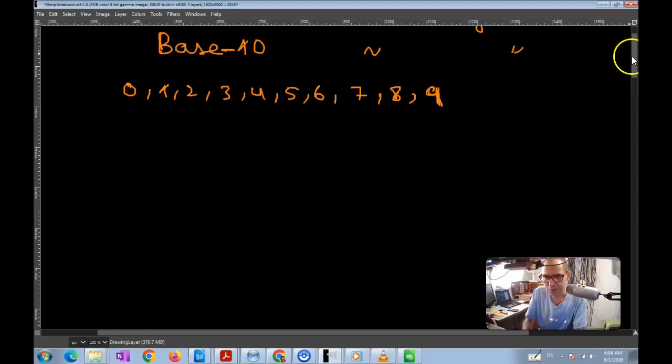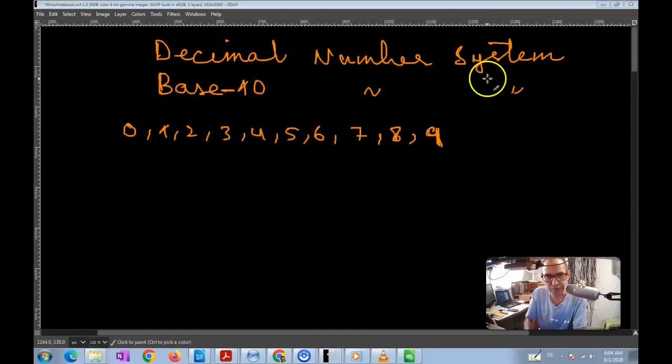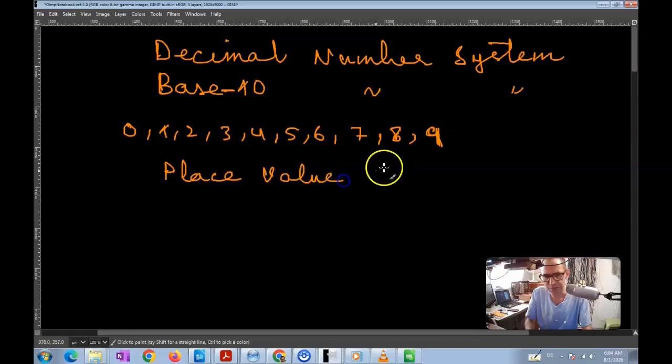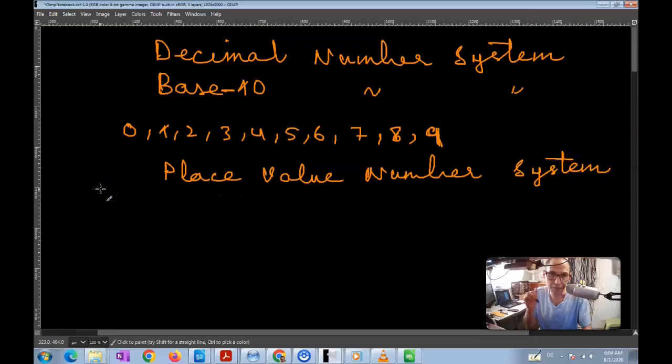Coming back to the decimal number system, we have these 10 digits, and that's a base 10. The decimal number system is also a place value number system. I have discussed these in the previous course, but now I want to make it final and formal so that we can do what we need to do with them.